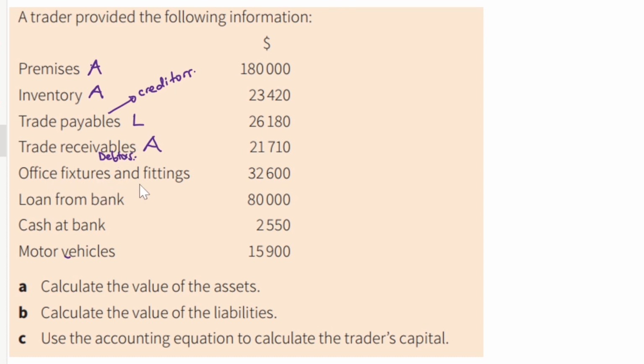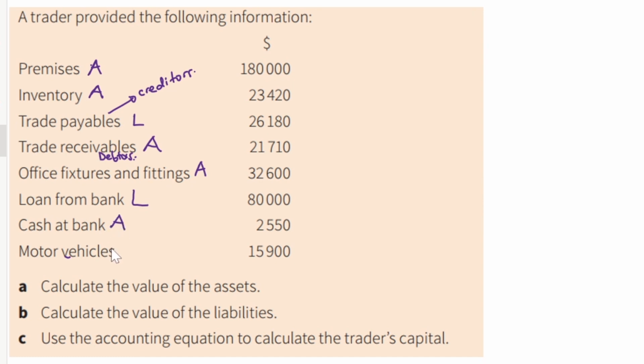So office fixtures and fittings, these are assets of the business. In other words, resources that are owned by the business. Remember, we said resources that are owned by the business are assets. Then we have loan from the bank. When you're having a loan from the bank, it means that you're having money in your business that is not yours. So the loan from a bank is a liability. You're supposed to pay back that money to whoever gave it to you. Cash at bank. Cash is a resource owned by the business, and it's at bank, so this is an asset.